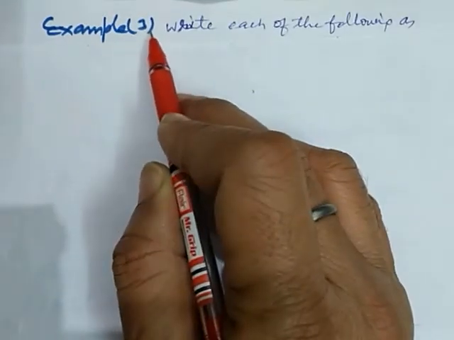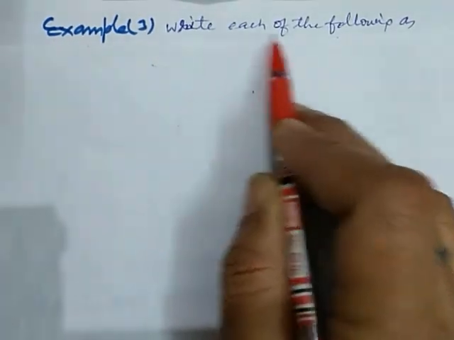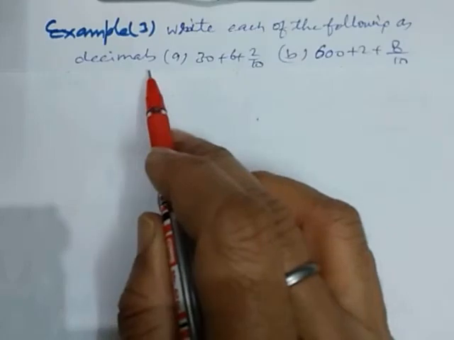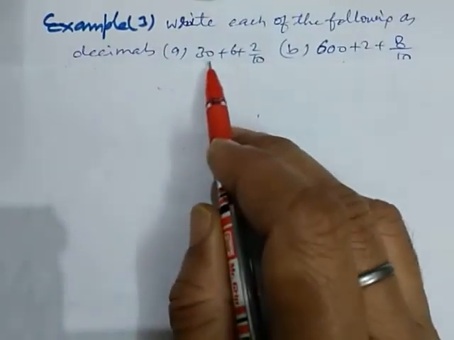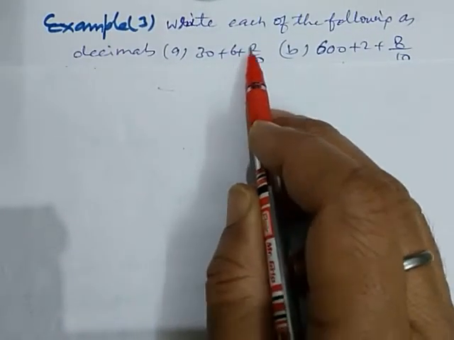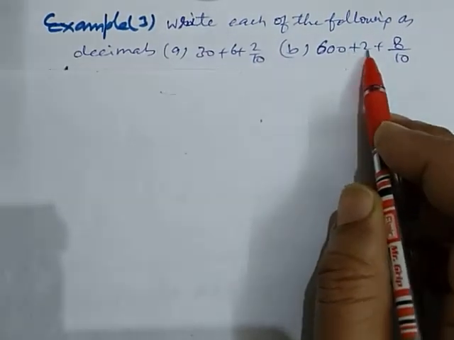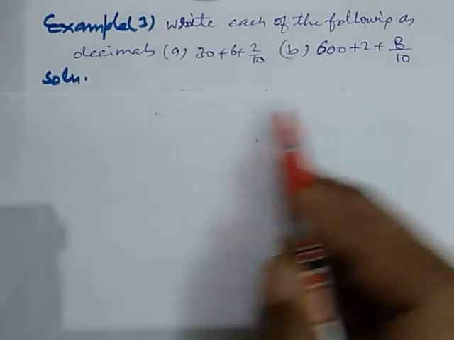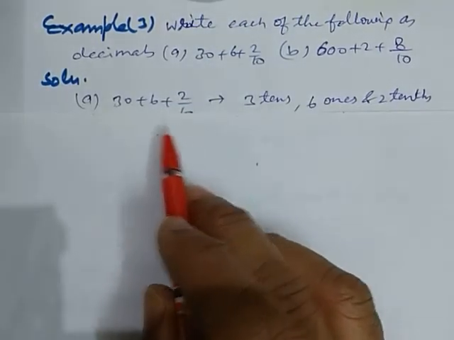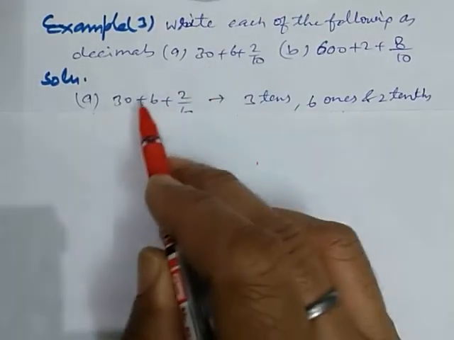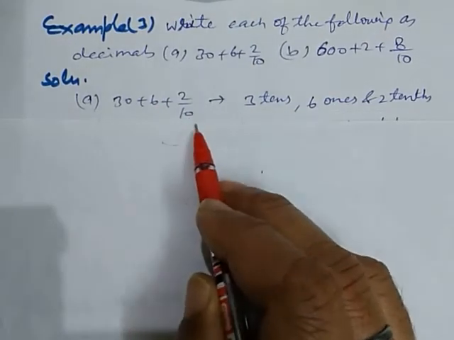Now we solve example 3. Write each of the following as decimals. Here, A is 30 plus 6 plus 2 by 10. These are the place values. And B is 600 plus 2 plus 8 by 10. So we have to express them as decimals. First we take part A: 30 plus 6 plus 2 by 10.